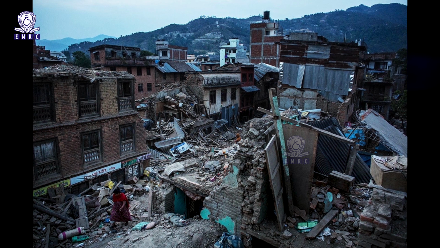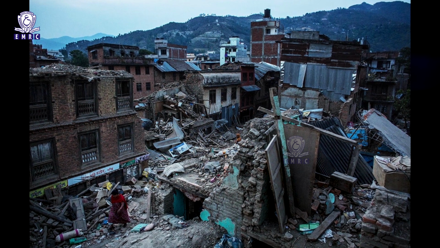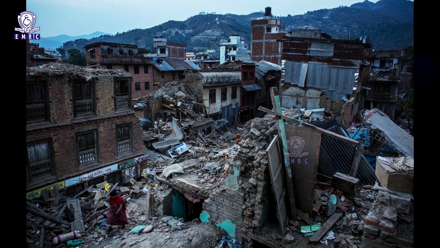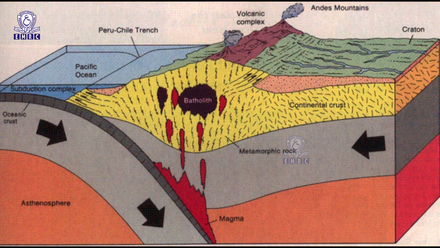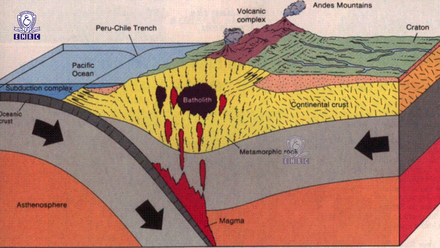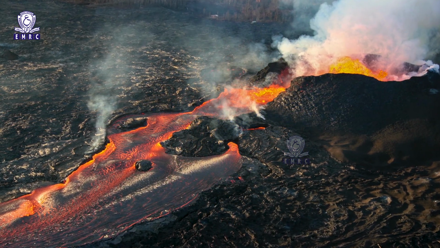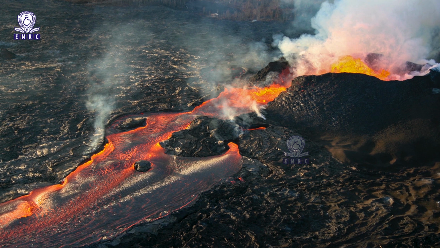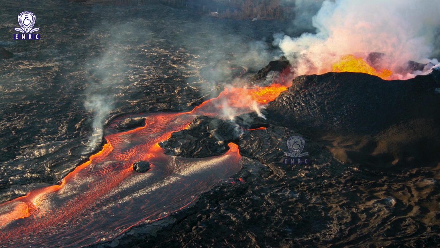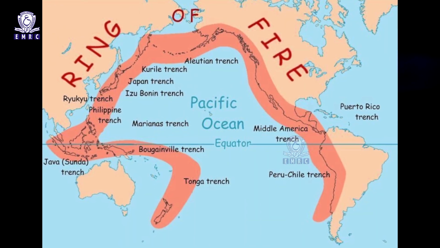On the eastern side of the Pacific Ocean, the earthquake zone follows North America and continues southward along the Peru-Chile Trench on the western coast of South America. This belt is associated with extensive volcanic activity. It is also known as the Ring of Fire.